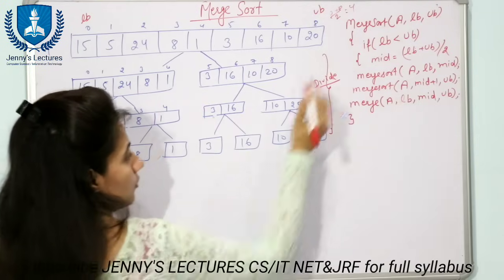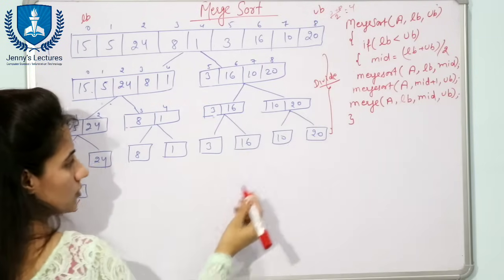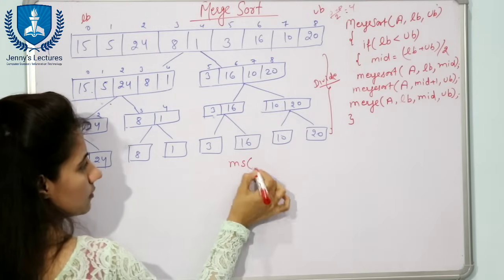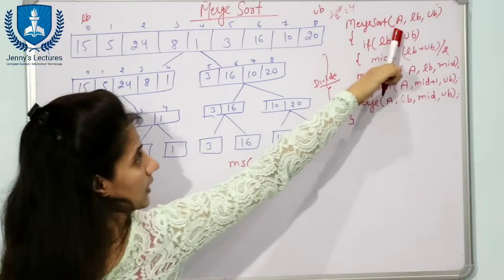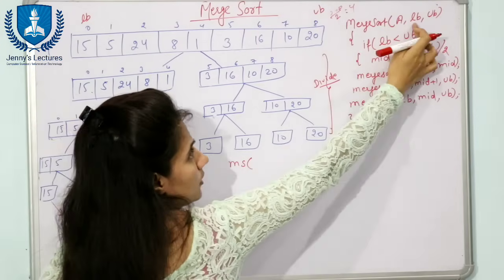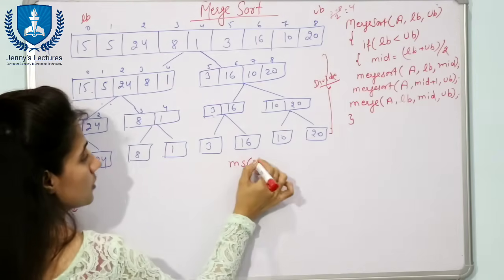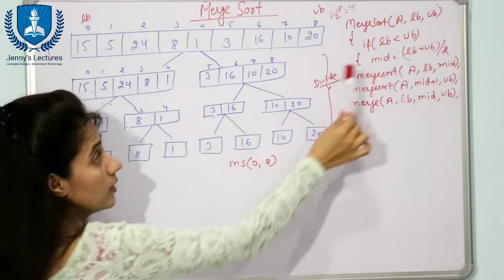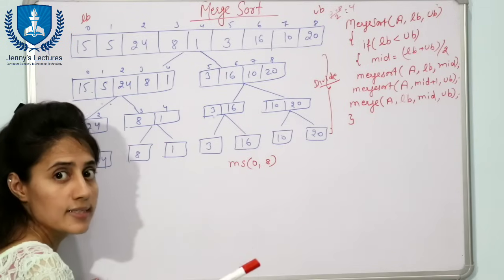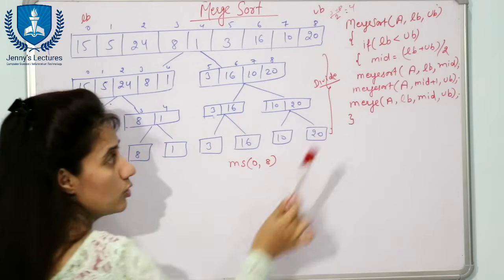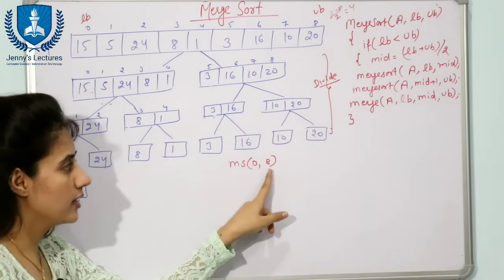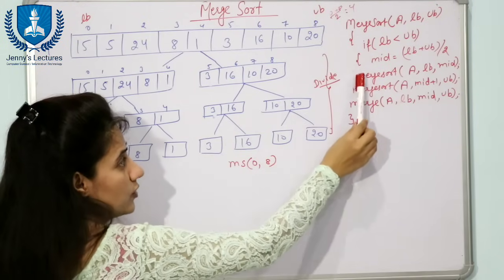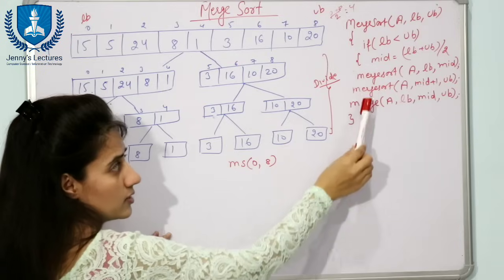See, first of all we are going to call merge sort. Suppose I am going to write ms only. Fine. Array A, I am not going to pass array, I am going to pass this lower bound and upper bound. Lower bound is 0, upper bound is 8. Fine. Lower bound is less than upper bound. Yes, that is true. Then we calculate mid. Mid is equal to 0 plus 8 divided by 2, that is 4.